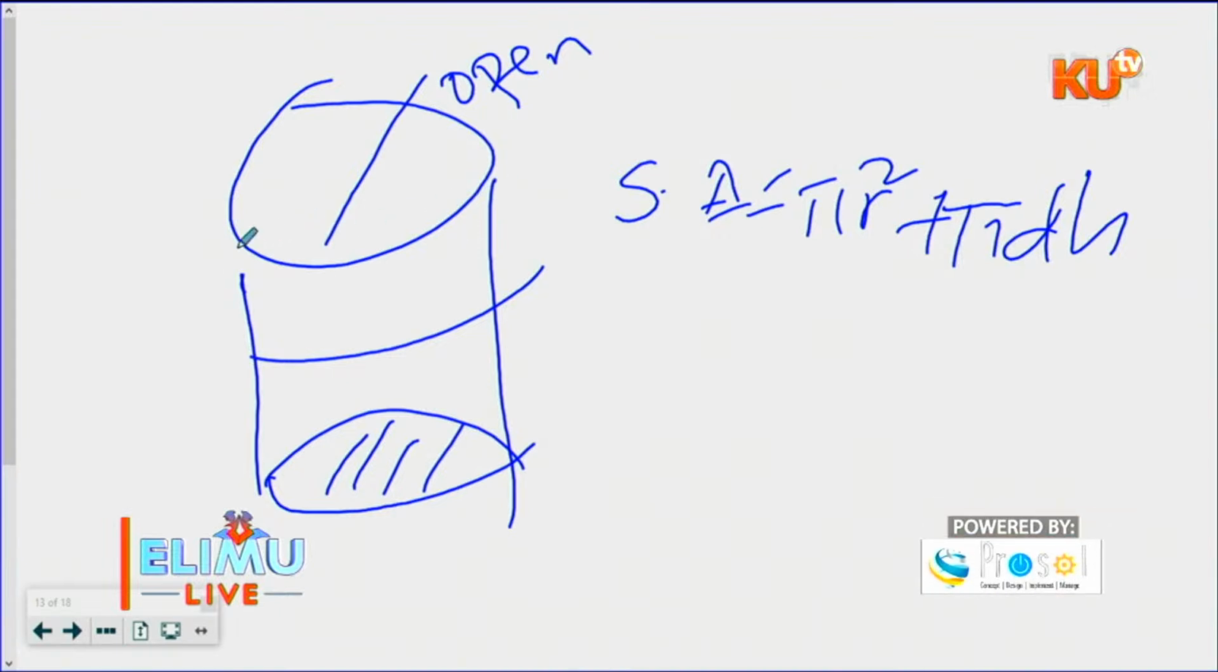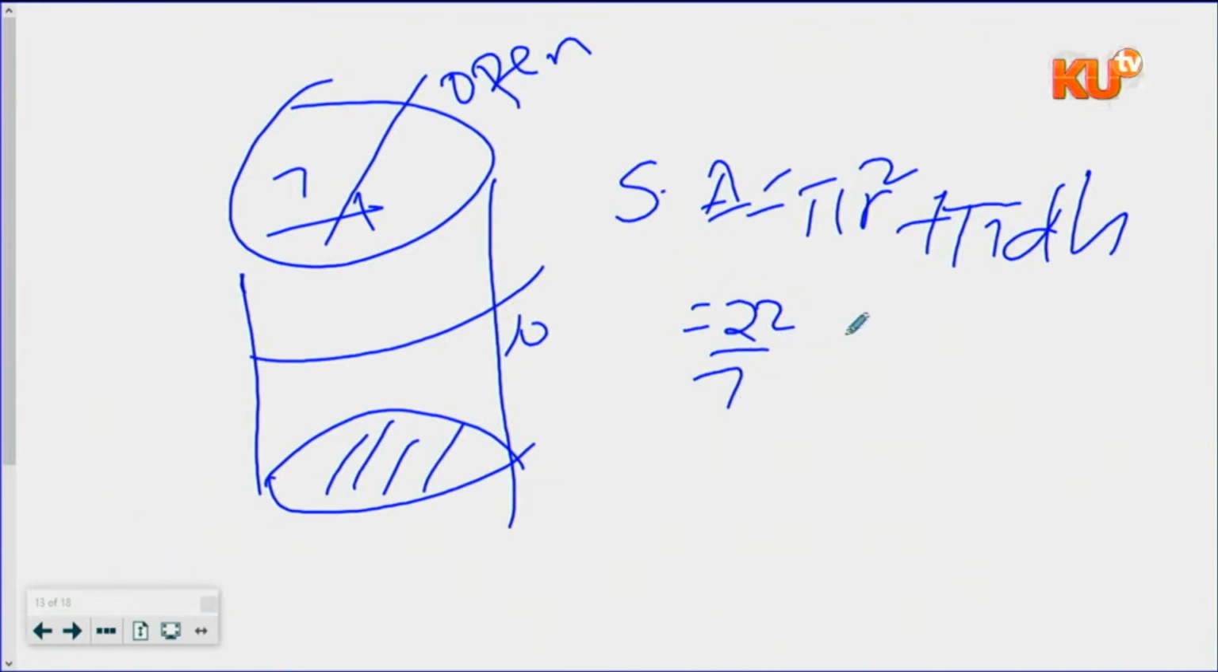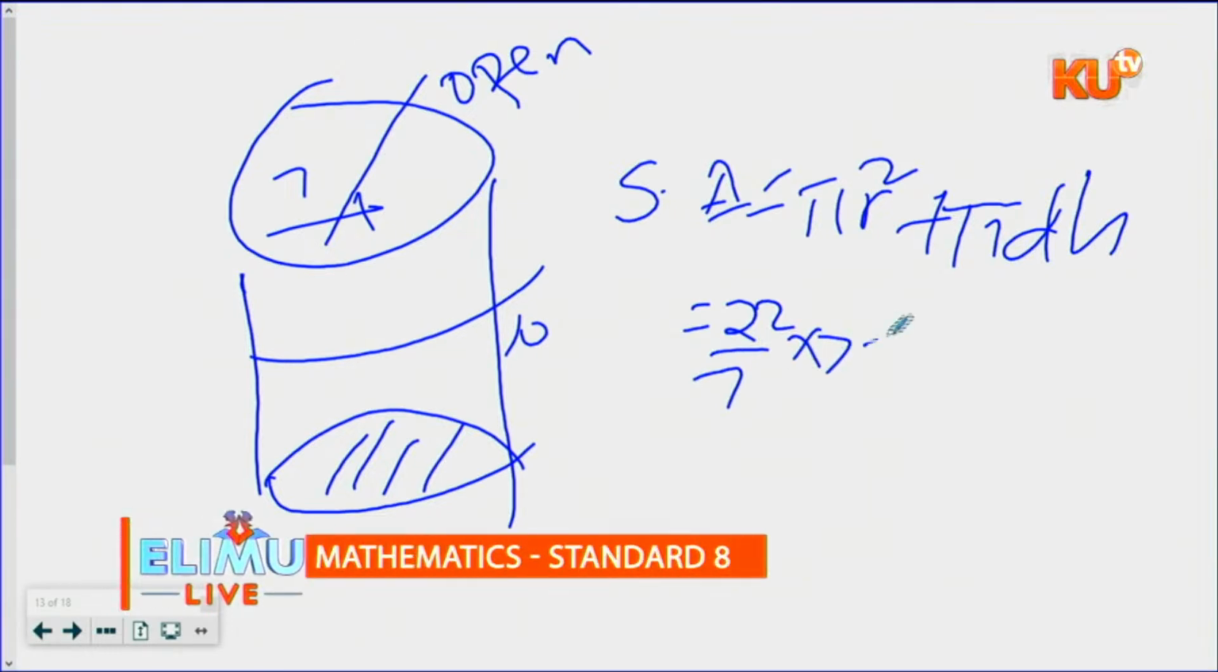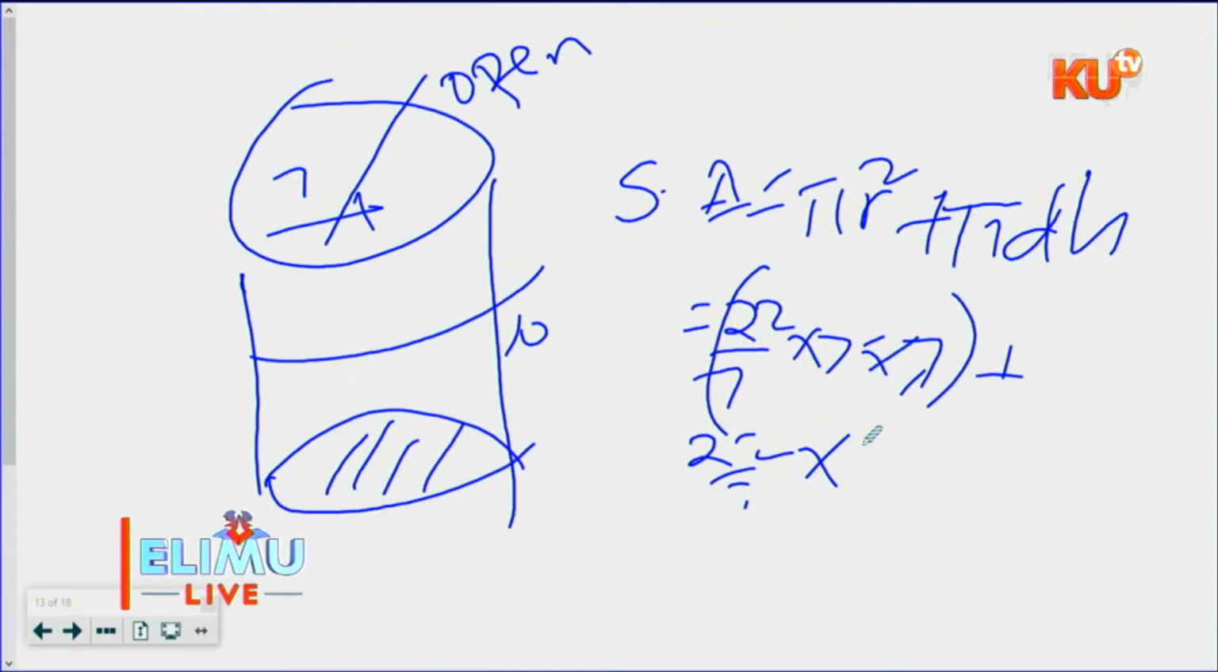For example, let's say you've been given the radius as 7 and the height as 10. So we'll say this equals 22 over 7 times radius 7 times 7, for the bottom, plus pi d h for the curved part: 22 over 7 times diameter. If the radius is 7, the diameter is 14, times height 10.